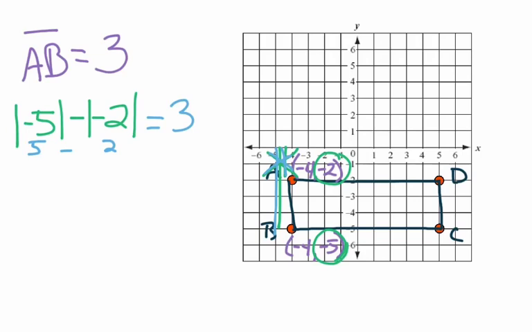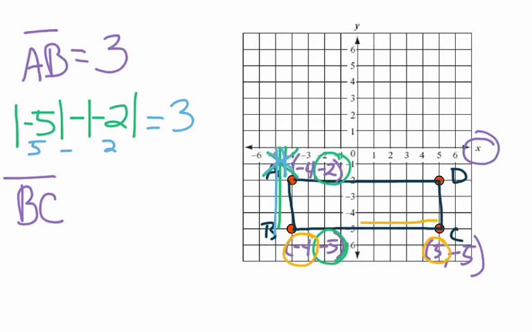Now let's look at the length of BC. You could do AD too; it doesn't matter, because those lines are equivalent since they are opposite sides of a rectangle. Line BC is a horizontal line, so we're going to use the x-coordinates. Point C is at (5, -5). Since this is horizontal, we are looking at the y-axis this time, with C being 5 away.